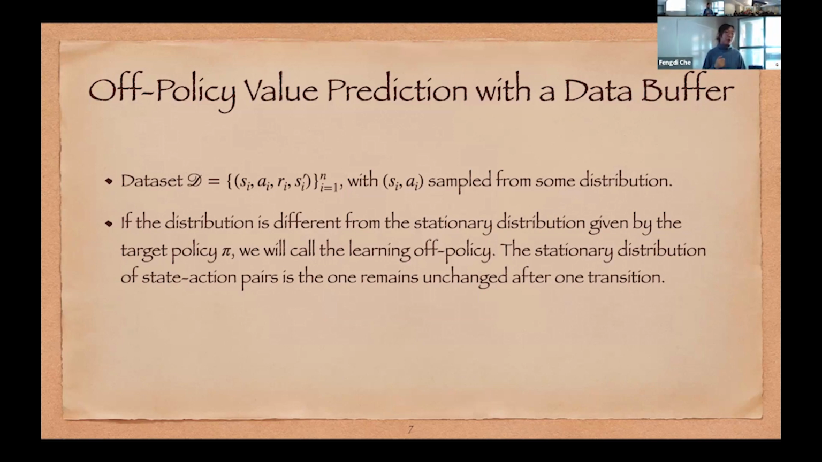We say if the distribution is different from the stationary distribution, then it's off-policy learning. And what is the stationary distribution? You can just think of it as the distribution of state-action pairs that the agent will gradually converge to over time. Finally, the agent will sample state-action pairs from this distribution. As long as the data distribution is not this one, we call it off-policy.